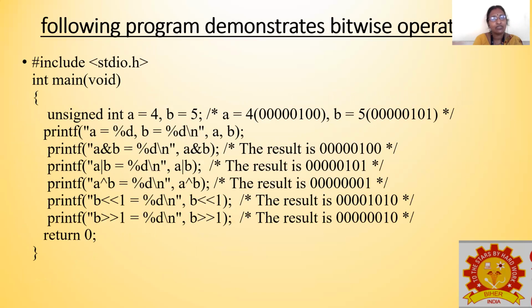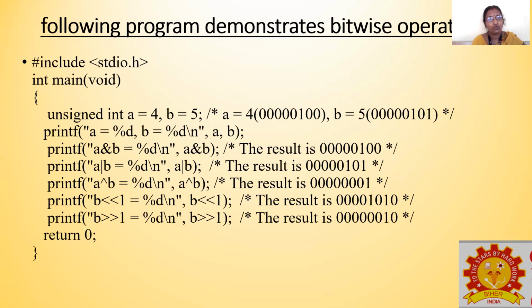The following demonstrates the bitwise operators. I have written a program here, and we are doing all these operations bitwise: A bitwise AND B, A bitwise OR B. Here A is equal to 4, and its equivalent binary representation is written here. B is equal to 5, and the equivalent binary representation of 5 is written here. A bitwise AND B gives the result by taking the bitwise AND of the corresponding positions, as given in the diagram.